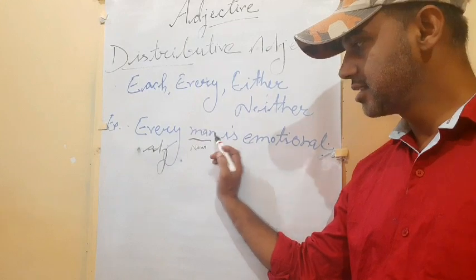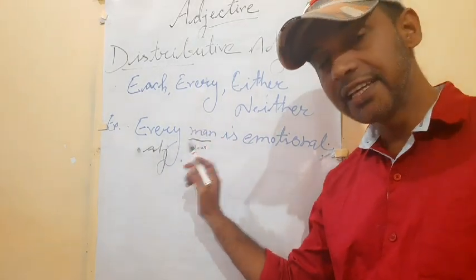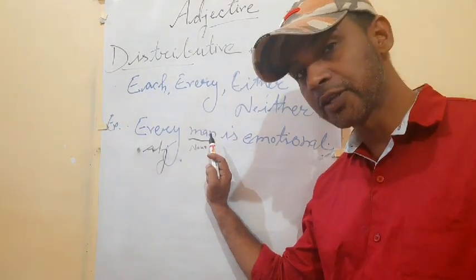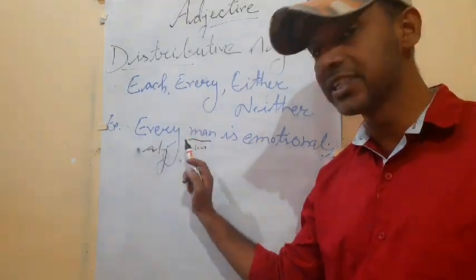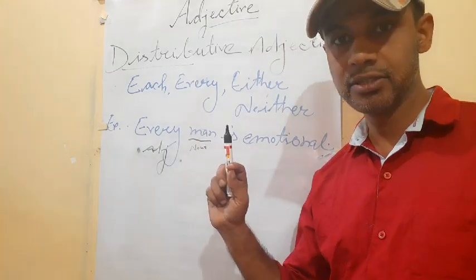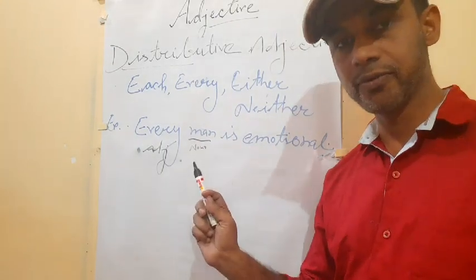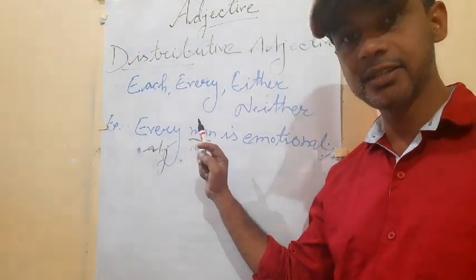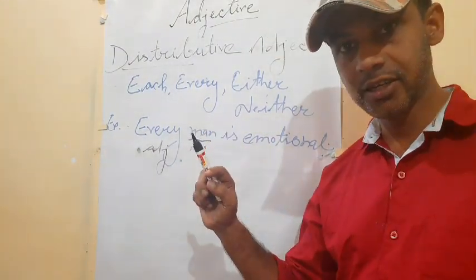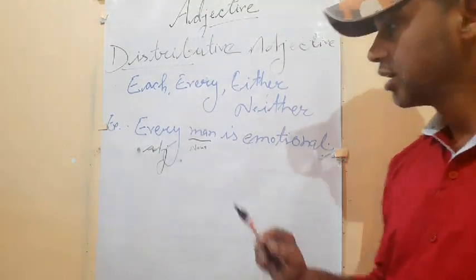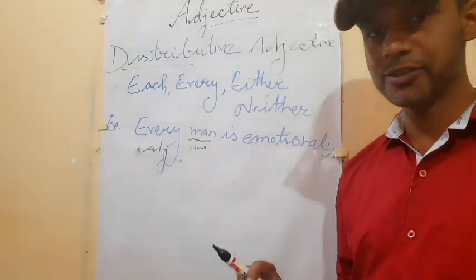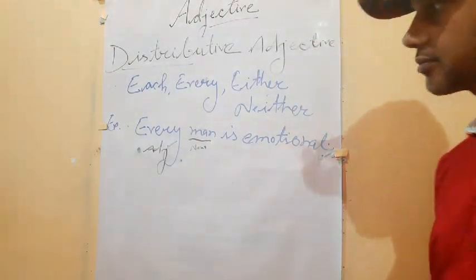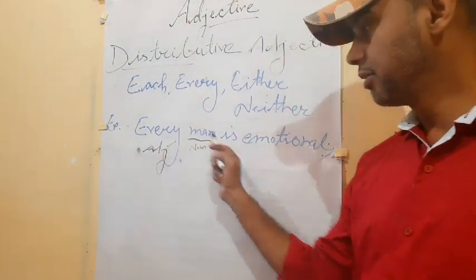Now man is a noun. And after each and every, one more thing: whenever we write a noun, we always use the singular form of the noun. Understand? Because it is considered for one, one of the group. We never use each boys, it's wrong. Each boy. Understand now? And we always use a singular verb also, because if the noun is singular, the verb will also be singular. So every man is emotional.